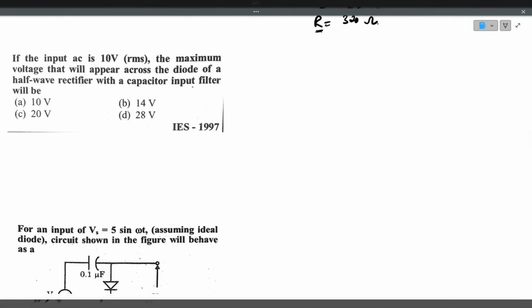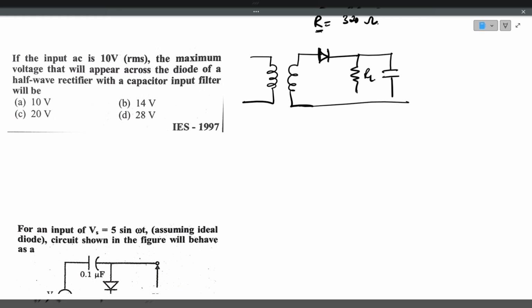If the input voltage AC is 10 volt RMS, the maximum voltage that will appear across the diode of a half wave rectifier with capacitor input filter is. See, this is a half wave rectifier. It has got only a single diode and a resistor RL, connected across the capacitor filter, capacitor C. The input voltage is 10 volt RMS.